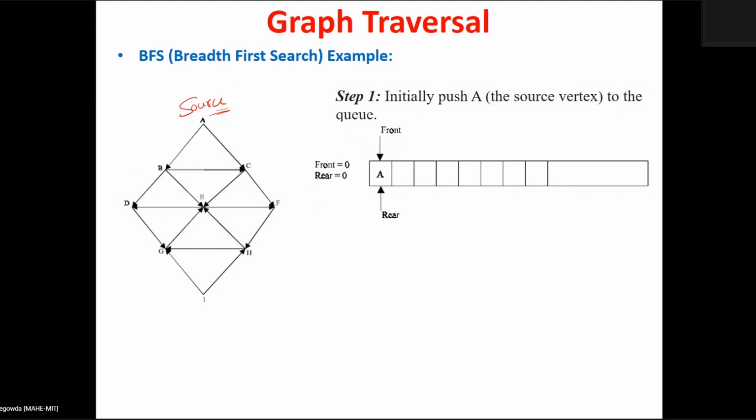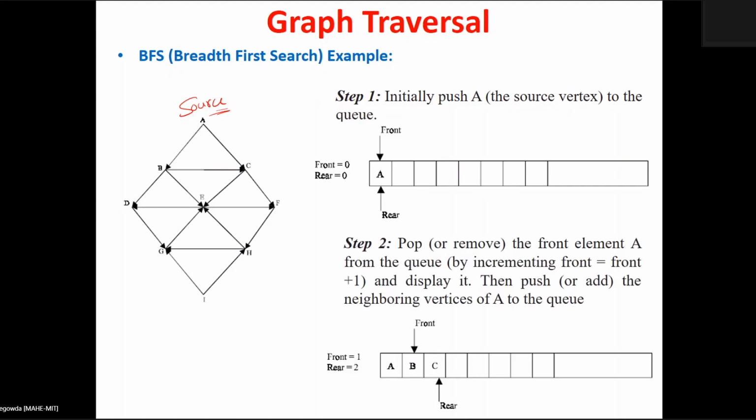In the next step, what you are doing is a pop: take out the first element in the queue and display it over there. So I have taken out A, and that is displayed here, indicating that I have visited the vertex A.